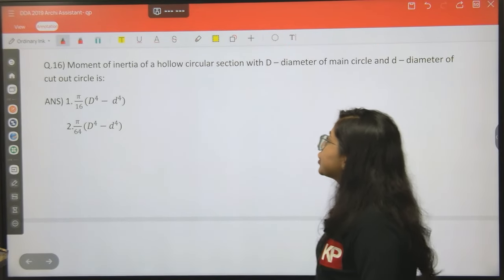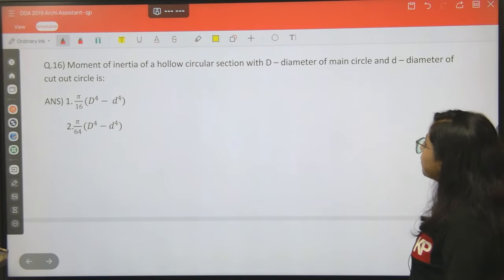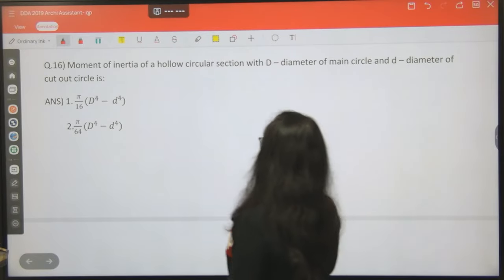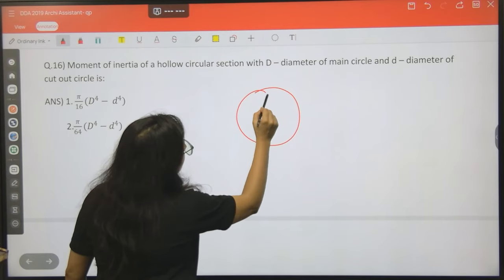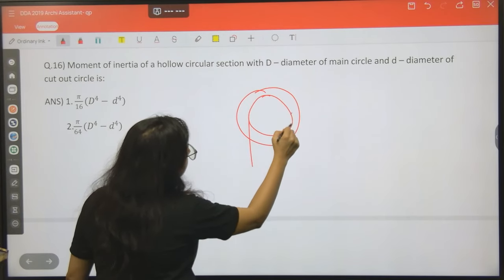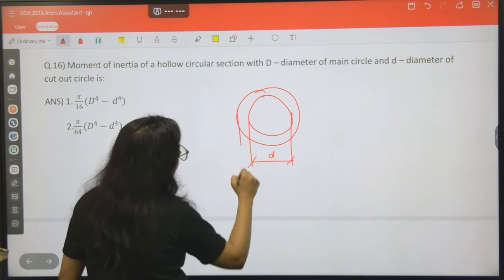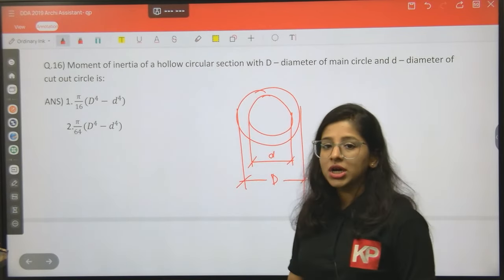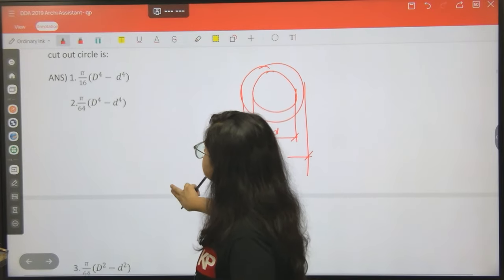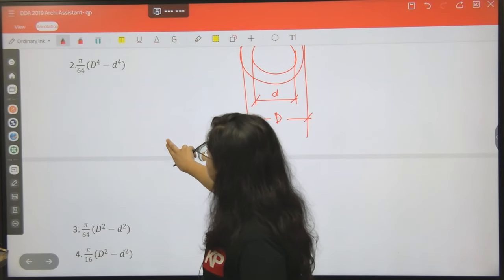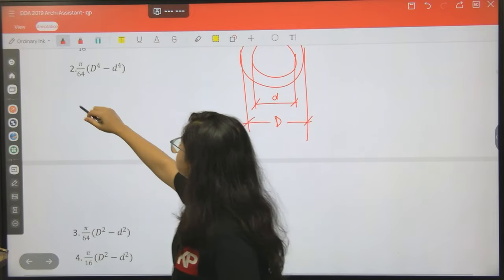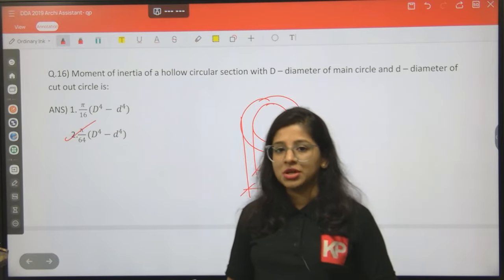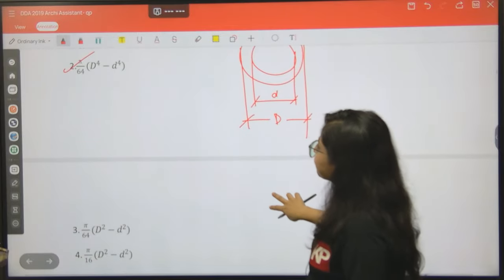Next question. Moment of inertia of a hollow circular section with capital D diameter of the main circle and small d diameter of the inner circle. They are saying there is a hollow circular section, something like this, where the diameter of this is small d and the diameter of this is capital D. They are asking what will be the moment of inertia. Keep this in mind: the moment of inertia is pi by 64 times (D to the power 4 minus d to the power 4). This will be the answer. You don't have time to derive the moment of inertia in the examination. You have to solve one question in 1 minute. Keep this in mind. Okay.